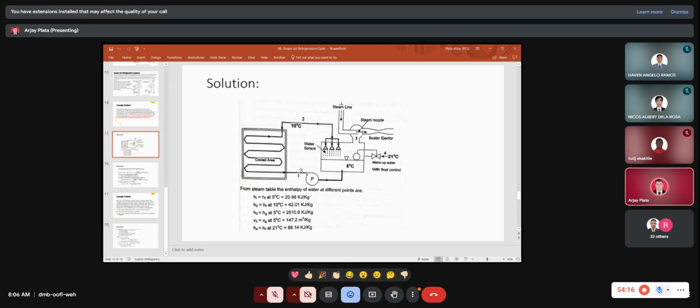So the chilled water at 5 degrees will absorb the heat at our cold area. So and then after absorbing heat, it will be increased to 10 degrees from 5 degrees Celsius, and then it will be recycled back to the flash tank. So we have a water sprays here, which also lowers the temperature. So para siyang mist.